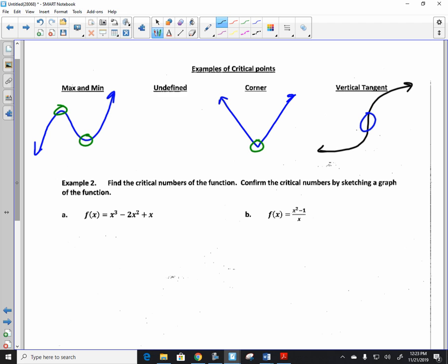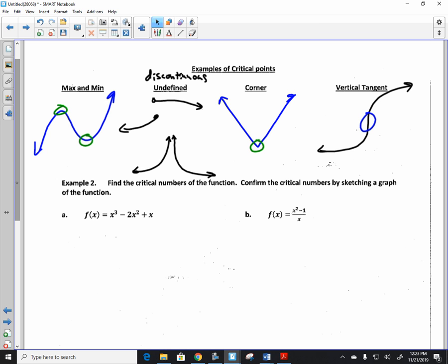Now, this isn't stated well, so I'm gonna write undefined but also discontinuous. If you have a graph that looks like this, then we would say it has a critical point as well because it's discontinuous. Some people say that this function would have a critical point, and we would disagree. It doesn't have a critical point if the point is not part of the original domain.